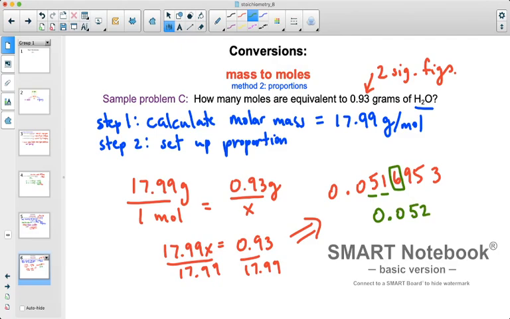0.052. And the unit, you have to be careful, the unit x should have been happens to be a mole. So to answer my question, 0.93 grams of water is equivalent to 0.052 moles.